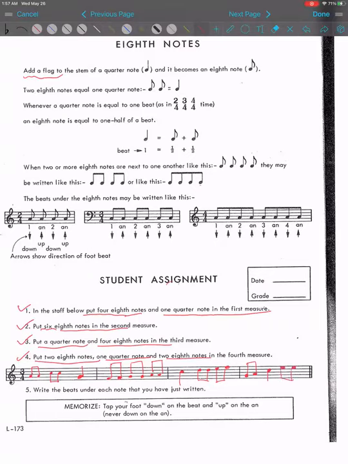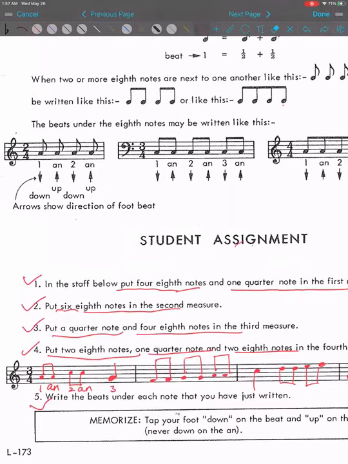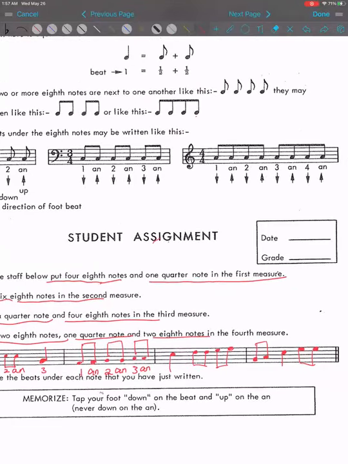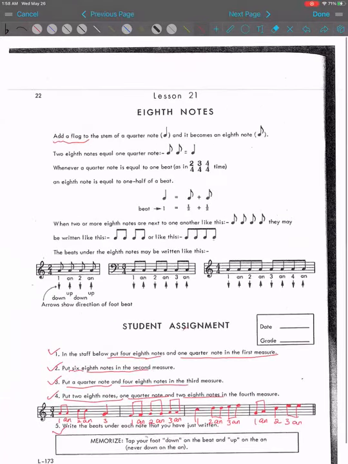And then number 5, write a beat under each note that you just wrote. So I'm going to write 1 and 2 and 3, 1 and 2 and 3. And remember, you may not have the same answer as mine if the question asks you to compose your own choice. But this one should be the same. 1 and 2, 3, and that's the end of Lesson 21.